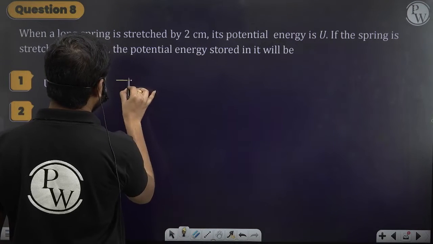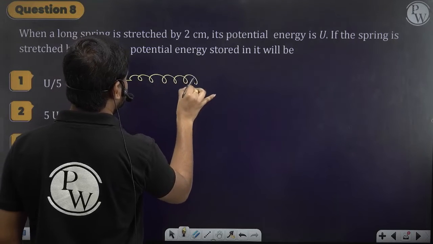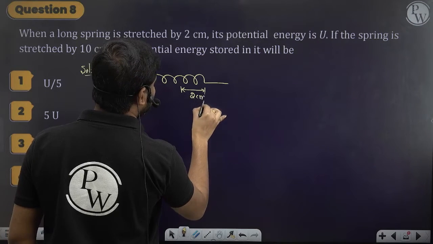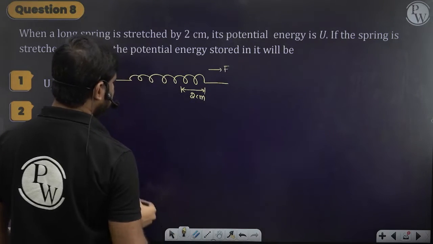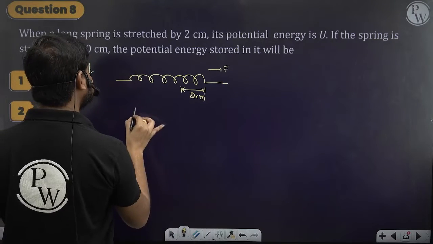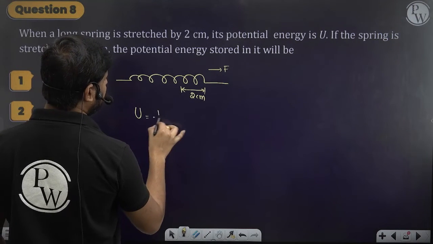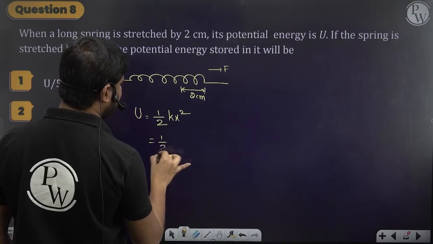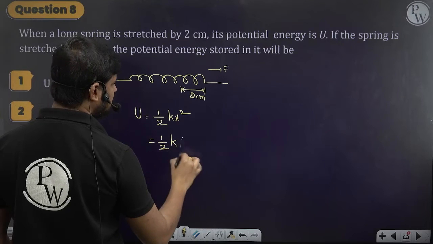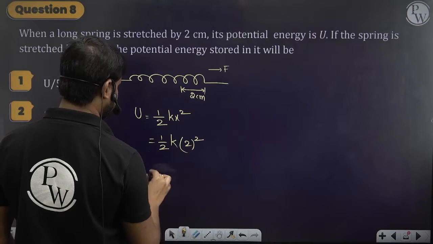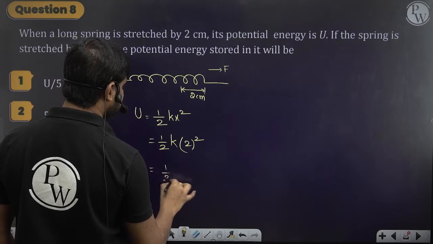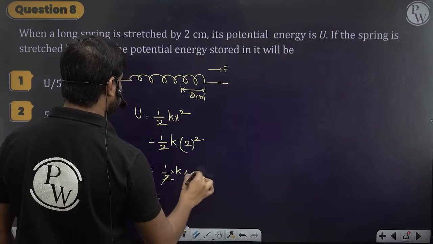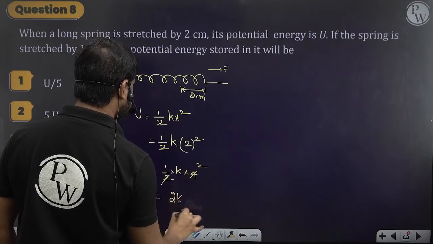See here, this is a spring which is stretched by 2 centimeters. Let's suppose some force is applied. In this particular case, the potential energy is U. What is the potential energy formula? Half kx square. How much distance is it stretched? The spring constant is not given, but the displacement is given, so half k into 2 square, which is half k into 4. So I can write U is equal to 2k.